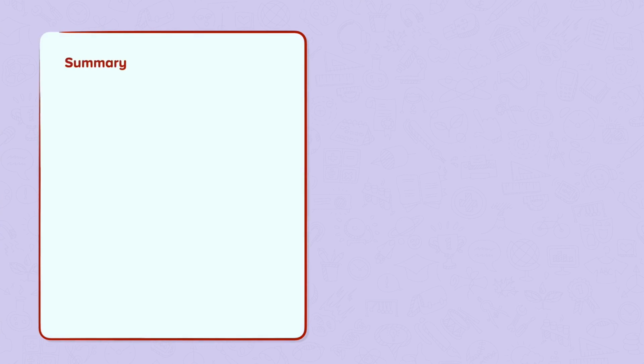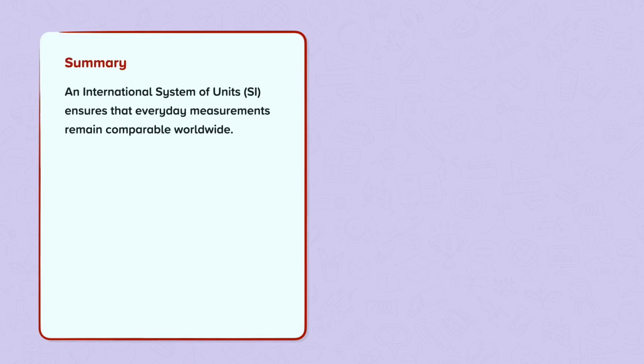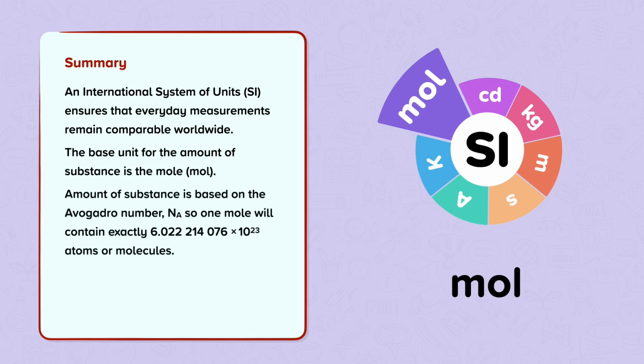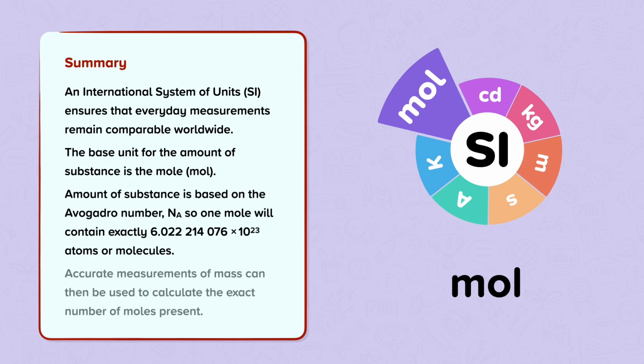In summary, an international system of units ensures that everyday measurements remain comparable worldwide. The base unit for the amount of substance is the mole. Amount of substance is based on the Avogadro number, so 1 mole will contain exactly 6.022214076 times 10 to the power 23 atoms or molecules. Accurate measurements of mass can then be used to calculate the exact number of moles present.